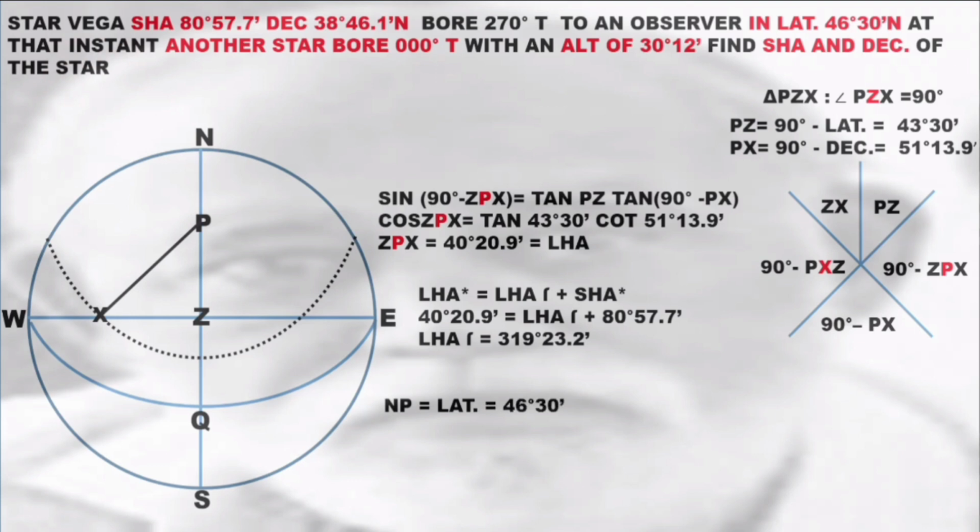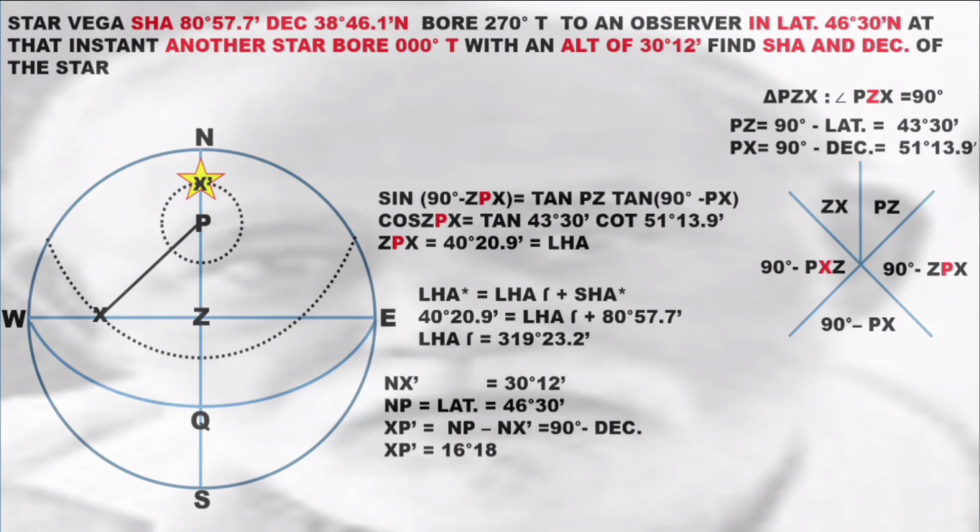And P is your latitude. And as I said, altitude is just 30, so your body is circumpolar, seen at the lower meridian. LHA of that body would be 180, and we get the declination.